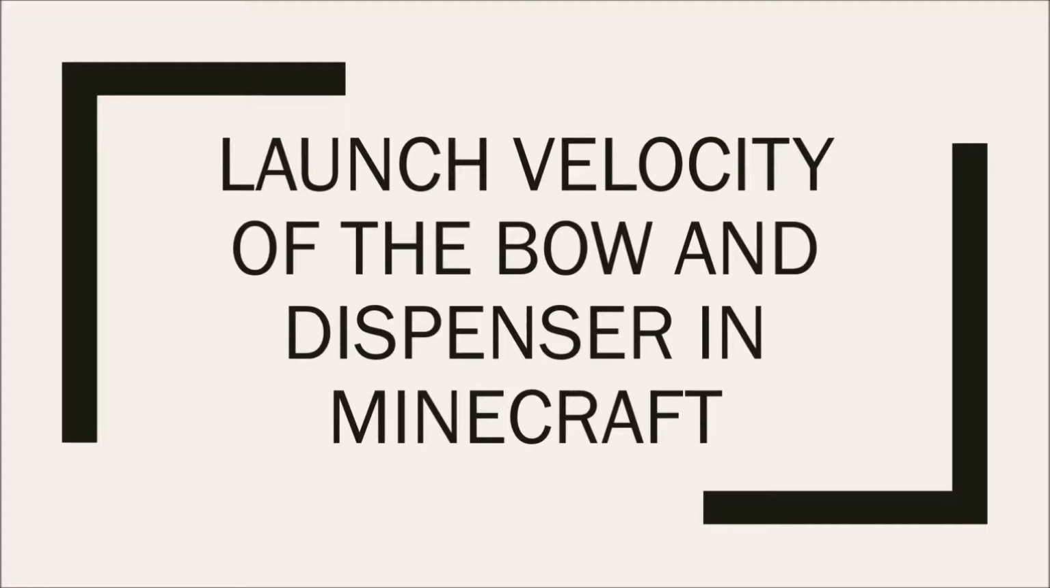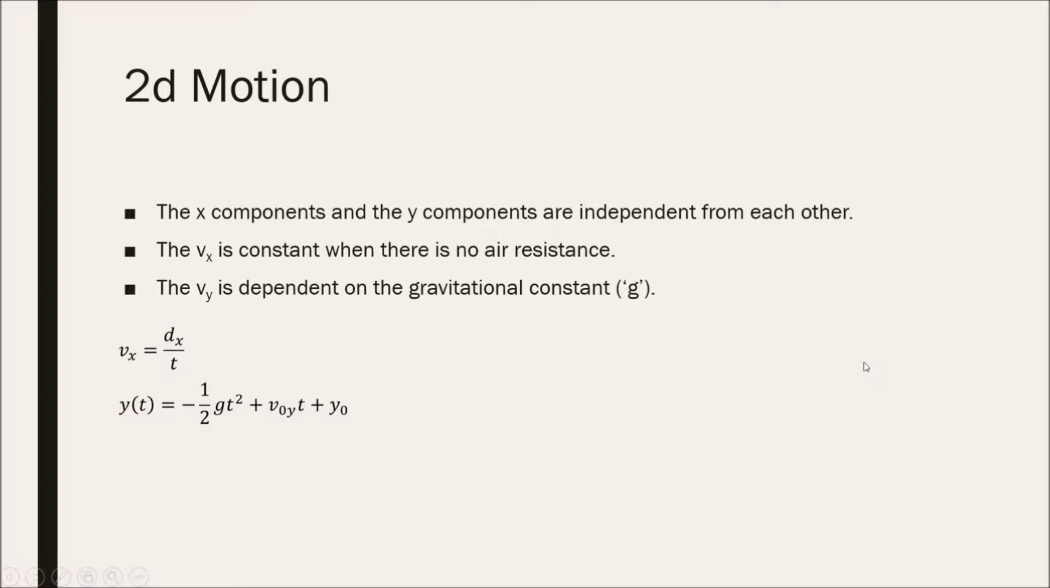Okay, I'm back, guys, and this is the PowerPoint to represent the mathematical representation of my lab experiment. Here we go: the launch velocity of the bow and also the dispenser. We're going to start off with the bow and talk about the idea of two-dimensional motion.